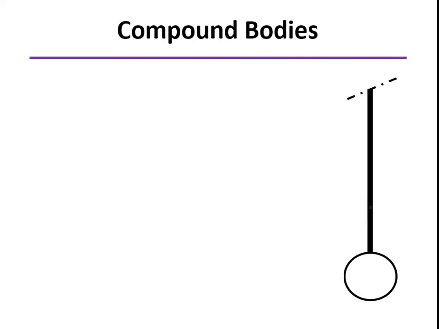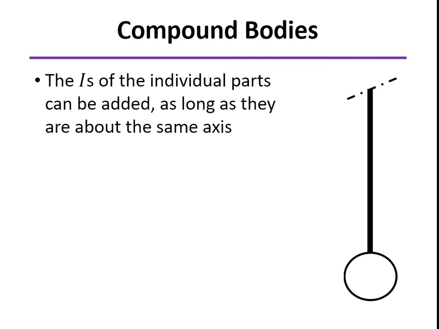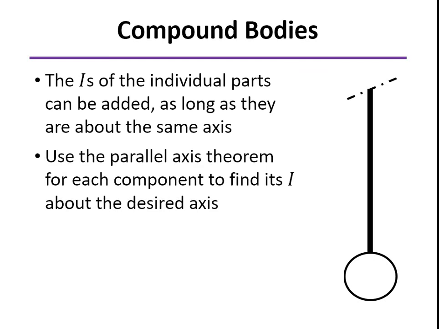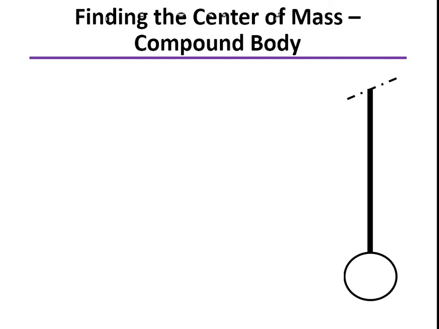For compound bodies, we said we can add mass moments of inertia together as long as they are about the same axis. So we usually have to use the parallel axis theorem to find the value for each component and then add them together. Now, one thing that we come across in this class is that sometimes we'll need to find where the center of mass is located for a compound body.